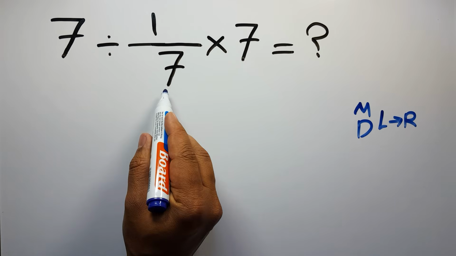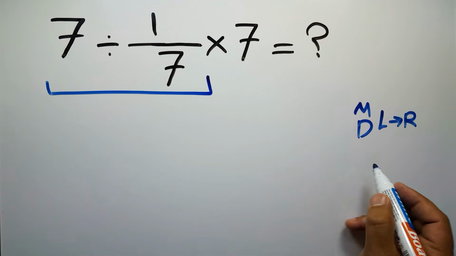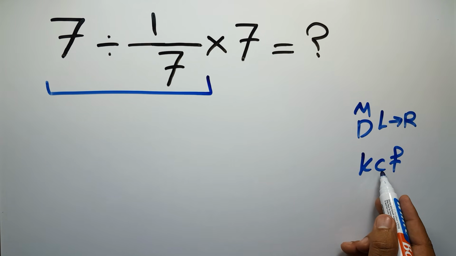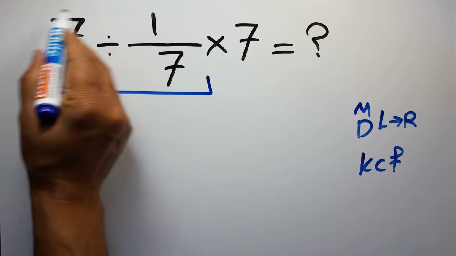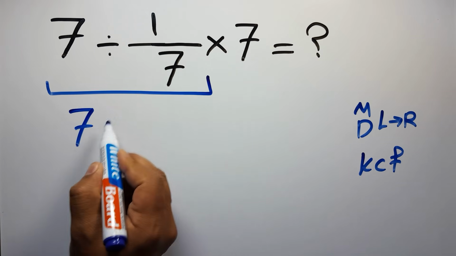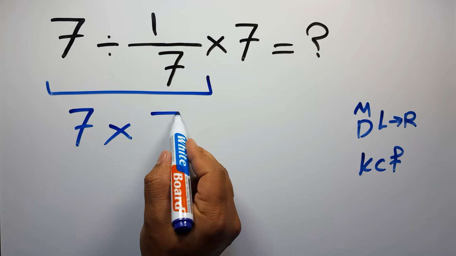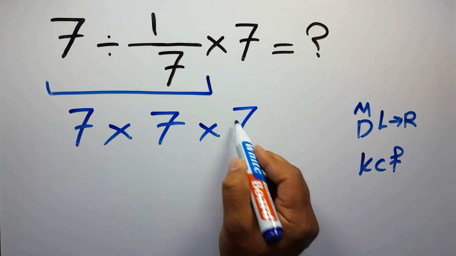7 divided by 1 over 7. According to the KCF rule, K stands for keep, C stands for change, and F stands for flip. We can write: keep the first fraction, change division to multiplication, and flip the second fraction. And here we have times 7.